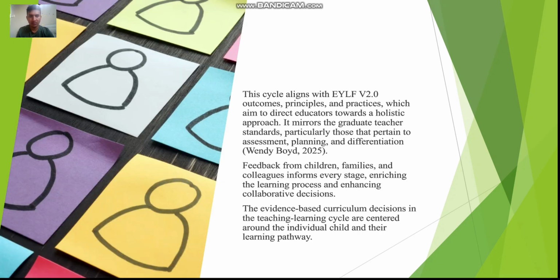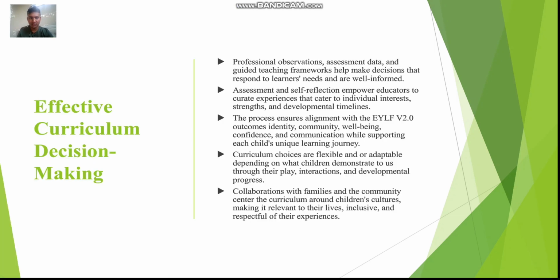This cycle aligns outcomes, principles, and practices, and aims to direct educators toward holistic development. It is very important to get feedback from children, families, and colleagues, which informs every stage. So, effective curriculum decision making. Effective curriculum requires thoughtful, informed decisions that are responsive to each child's needs.